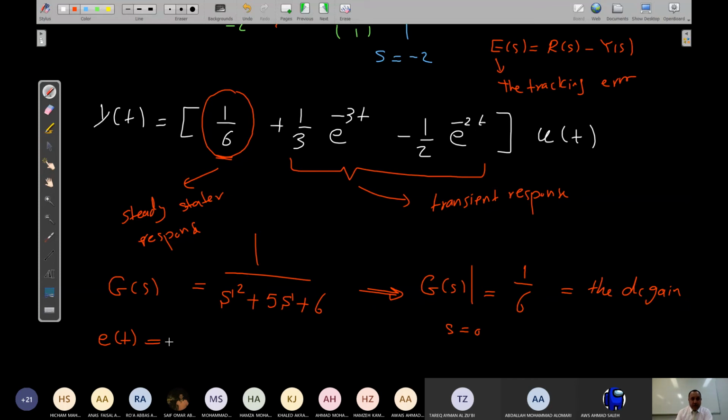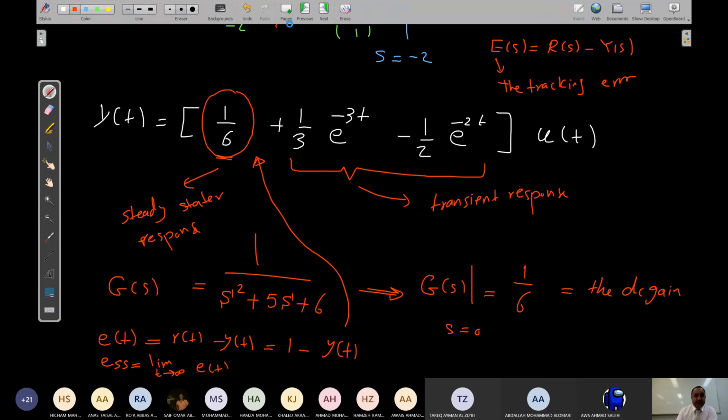So simply, e of t will equal what? r of t minus y of t. And this will equal to what? 1 minus y of t, and already we have y of t, yeah? Correct? Yes. Now, e steady state equal to what? Remember, what's the meaning of the steady state value? The limit when t goes to infinity of e of t.